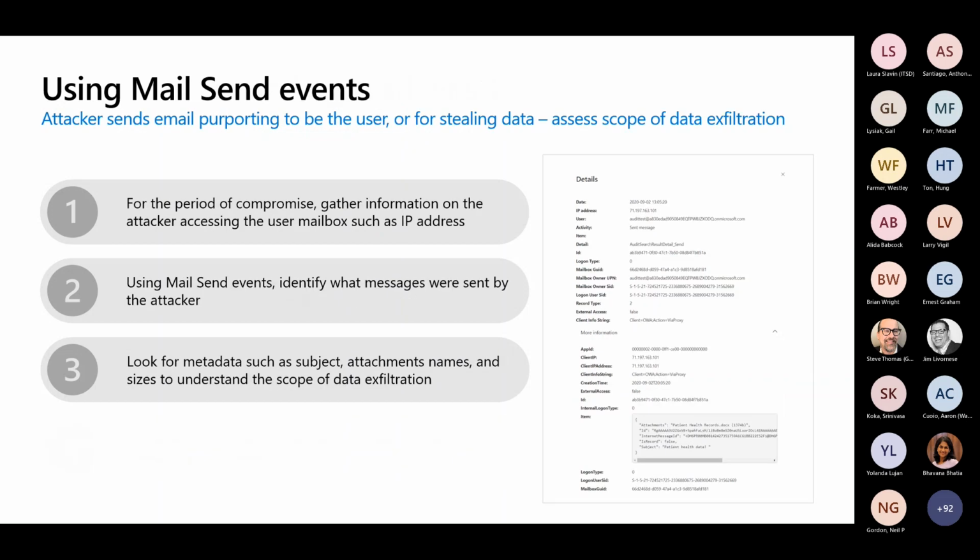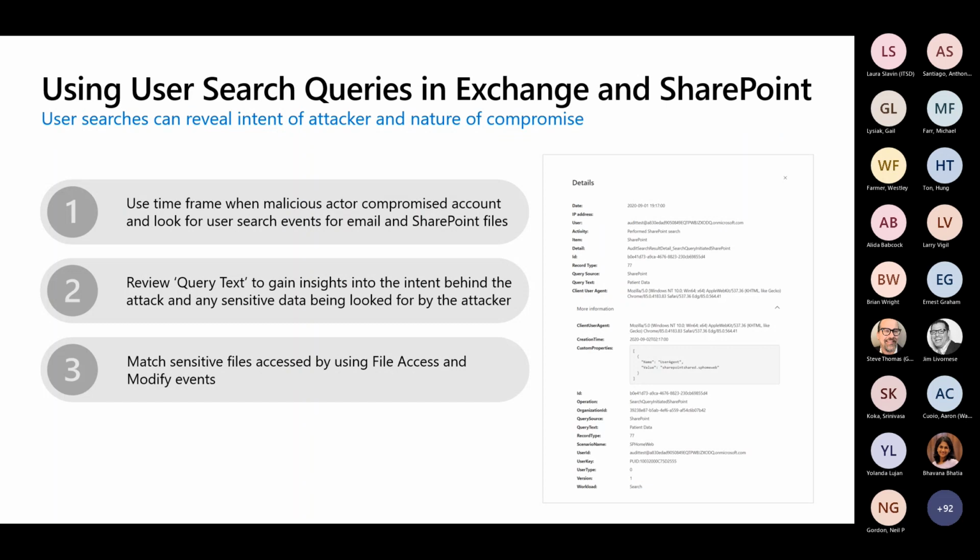Using mail send events for the period of compromise, gather information on the attacker using the mailbox, such as IP address, and identify what messages were sent by the attacker, especially outside the organization. And of course, you can look for metadata such as subject, attachment names, and sizes to understand the scope of the data exfiltration.